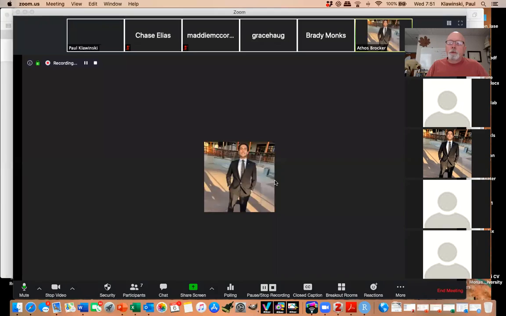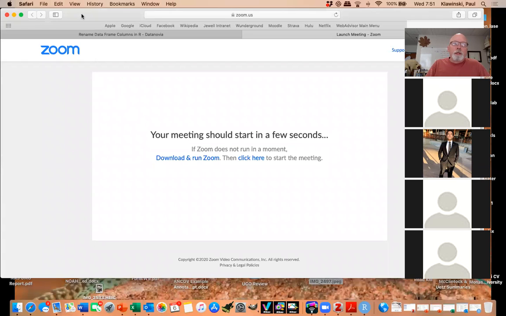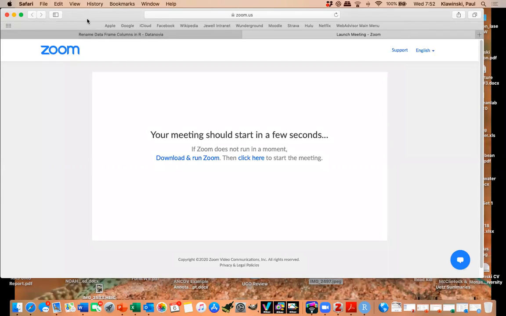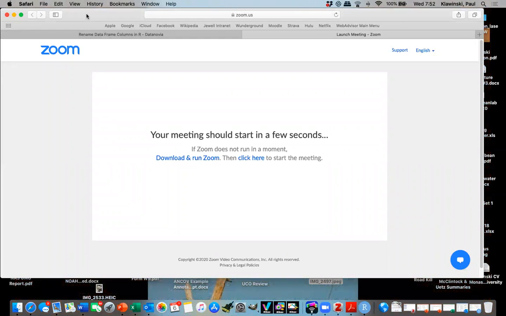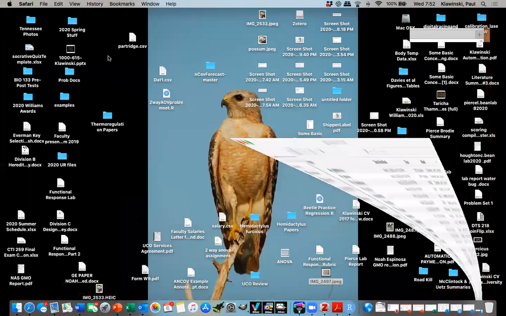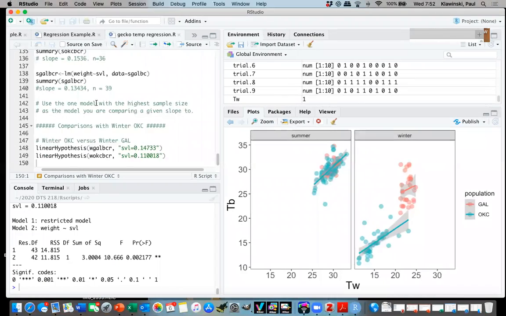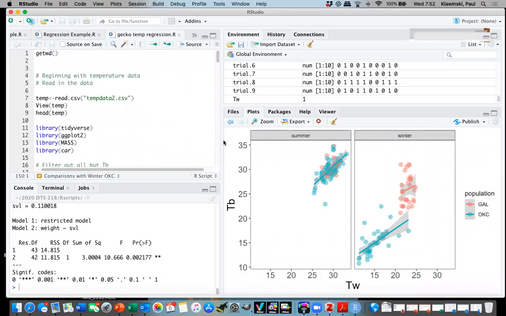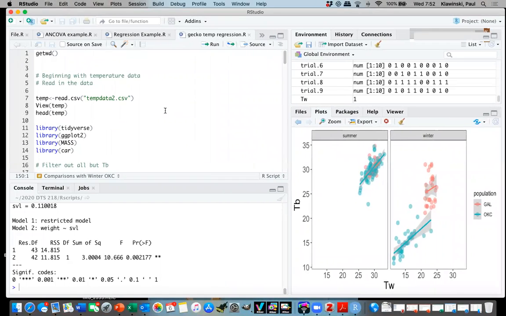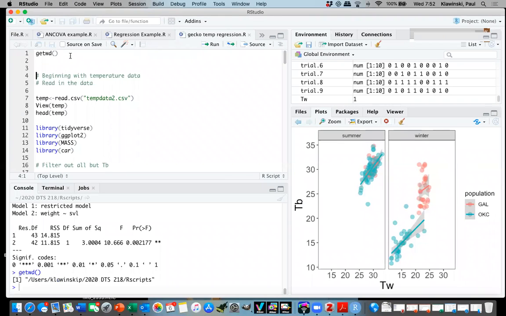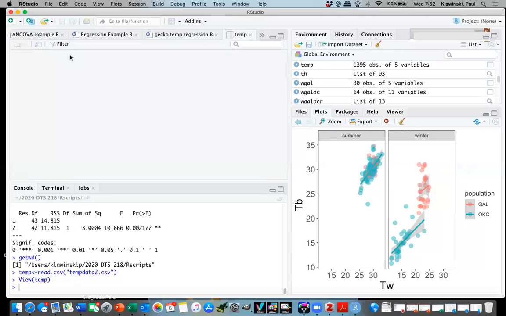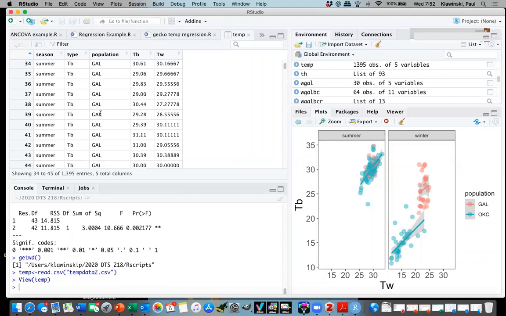I'm going to share my screen with you. I've been working on my own script for these gecko data. As it turns out, the analysis that I'm asking you to do is not the analysis that I did when I originally analyzed these data. So I've had to go back and build some script from scratch to do the kind of things that I'm asking you to do. The first thing that I did was read in my data. And so there's the data file.